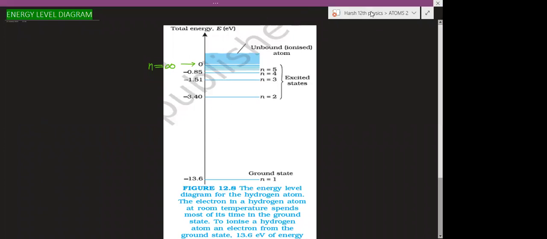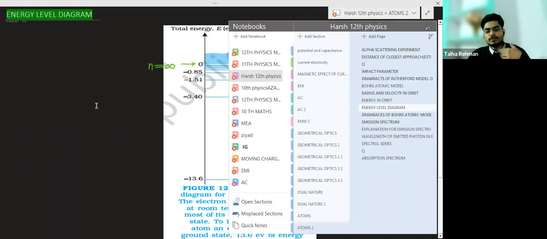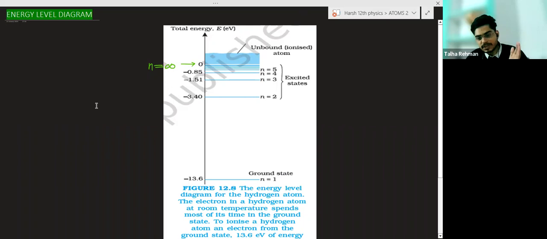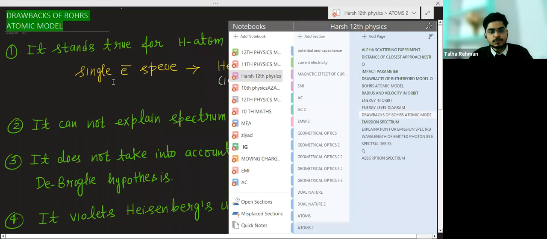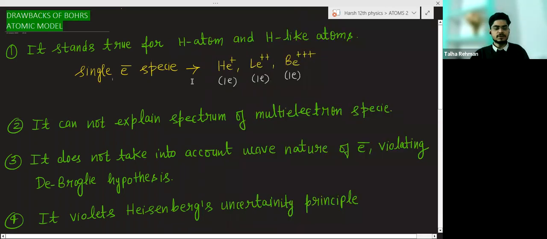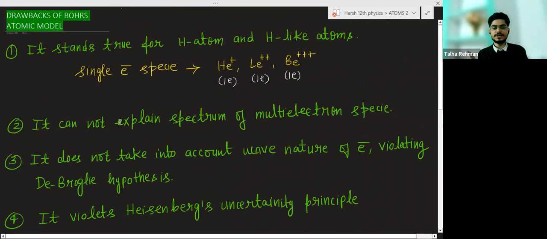After that, there are some drawbacks of the Bohr's model of atom. First, we have seen Rutherford model of atom. Then we have seen the Bohr's model of atom. Now there are some drawbacks for the Bohr's model of atom. So drawbacks for the Bohr's model of atom, I think 5 points I have written in a concise manner.